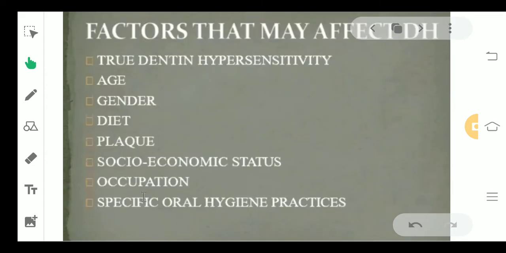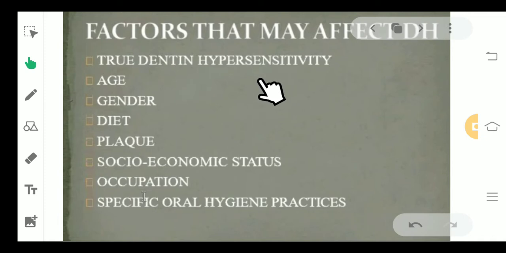Now moving ahead, the factors which can lead to dentine hypersensitivity, or which affect it, can be age, gender, diet, plaque, socioeconomic status, occupation, and certain oral hygiene practices. How come age? Usually people of older age are more prominently affected by dentine hypersensitivity, because with age their enamel layer is going to get damaged, okay?